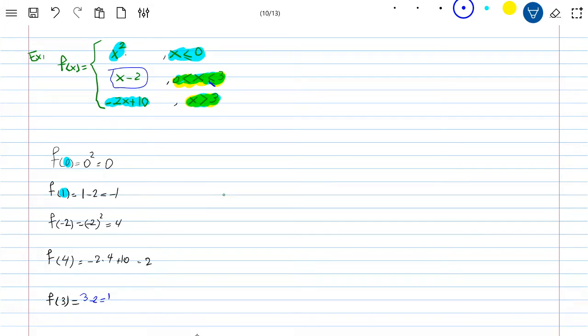And now what I'm going to do is graph these functions separately and show you how to connect them. So here, let's try to graph each function separately. You should know how to graph these already. How does x squared look like? This is x squared. So this is the x squared function.